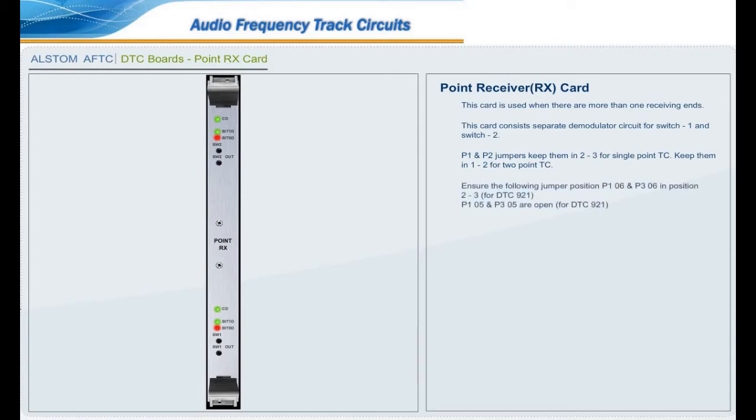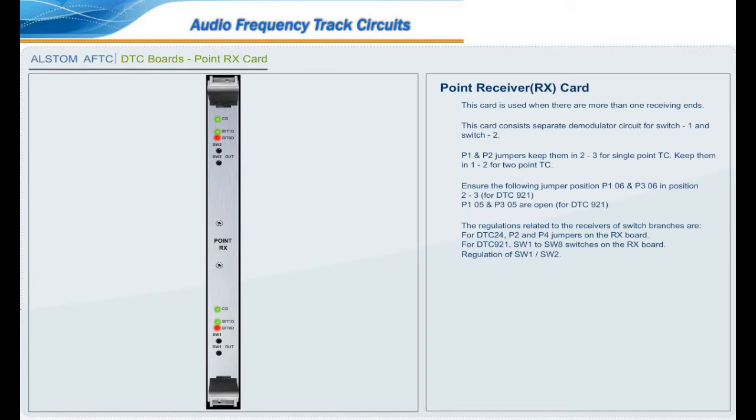Ensure the following jumper positions: P106 and P306 in position 2 and 3 for DTC 921. P105 and P305 are open for DTC 921. The regulations related to the receivers of switch branches are: for DTC 24, P2 and P4 jumpers on the RX board. For DTC 921, SW1 to SW8 switches on the RX board.